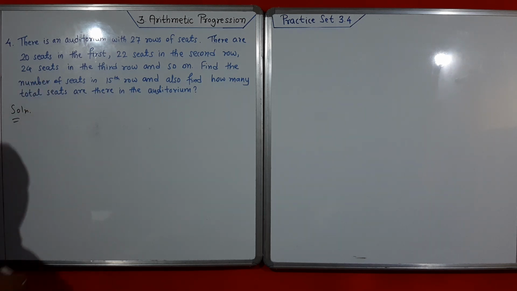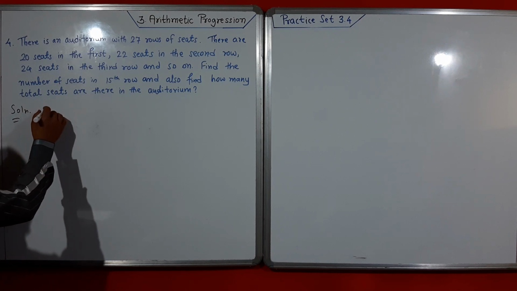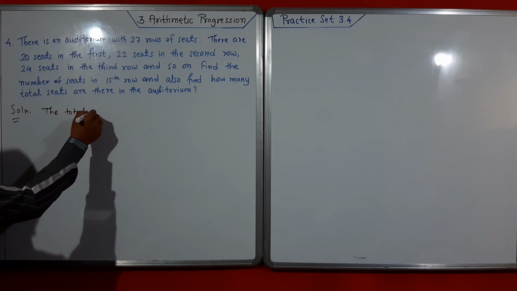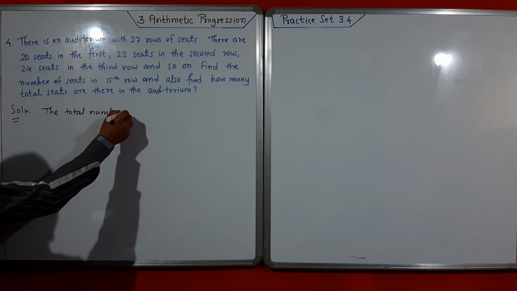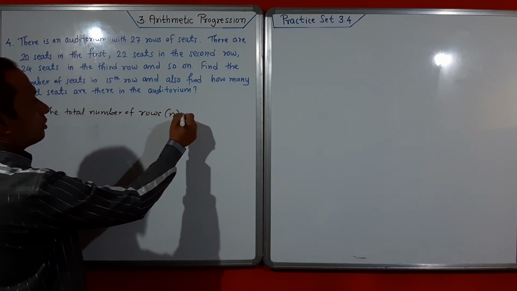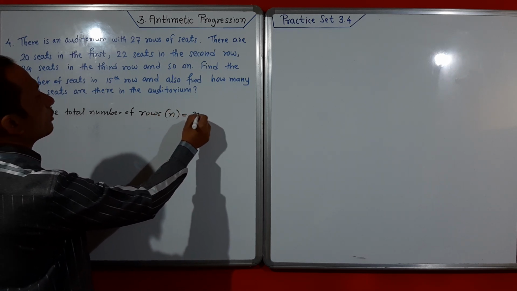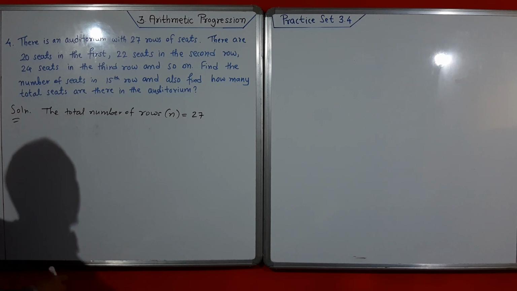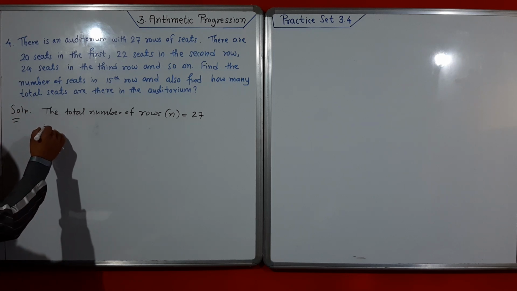So what is the total number of rows? The total number of rows is equal to 27. It is given. The seats in each row are as follows.